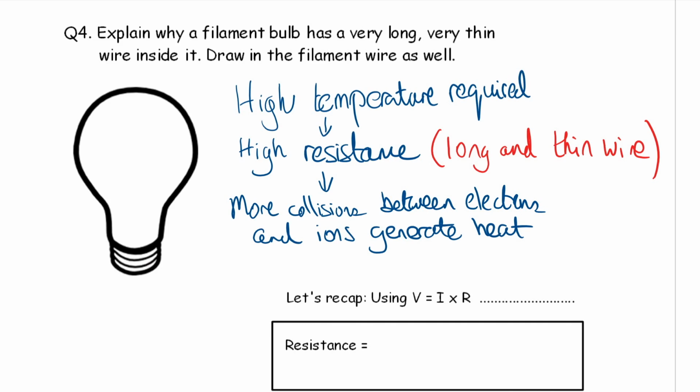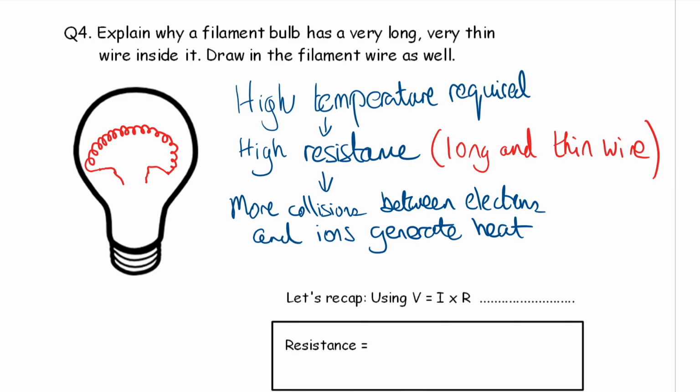So let's draw in that filament wire first of all. The filament wire is very long and very thin. So in order to fit that wire inside the bulb, it's coiled round many times into what's called the shape of a helix, so that you can maximize the length of the wire. You want it long and thin.